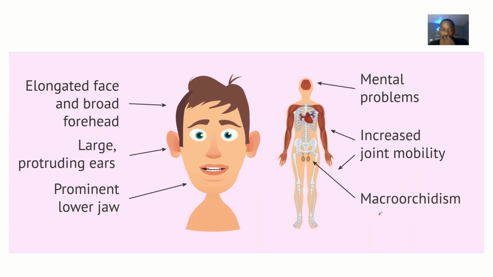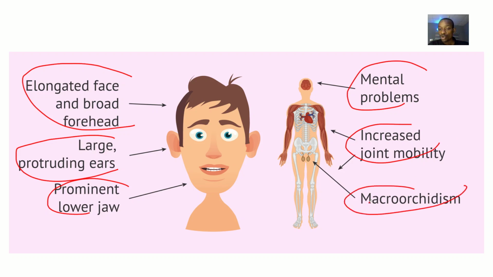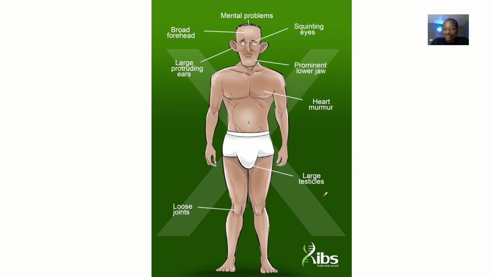These increased numbers are referred to as full mutation. Just back here to talk about the symptoms. The person will have symptoms and signs. You'll have an elongated face and a broad forehead, large protruding ears, and a prominent lower jaw. Then on the system, you'll have mental problems and increased joint mobility. And macroorchidism, that's like your testes will be so big, large testicles.